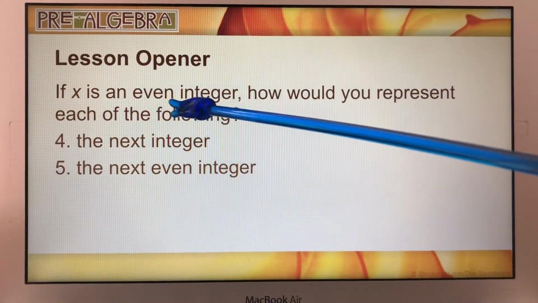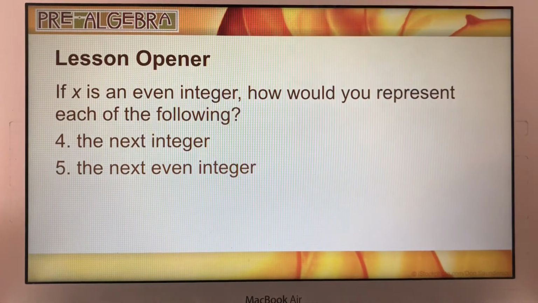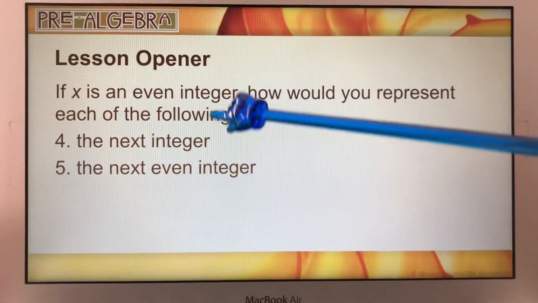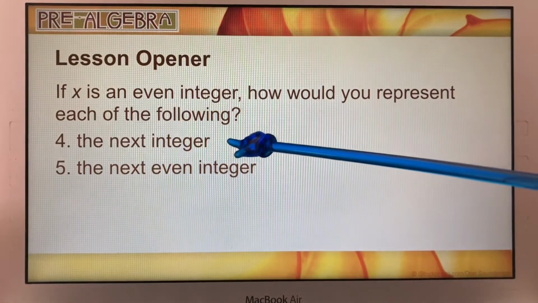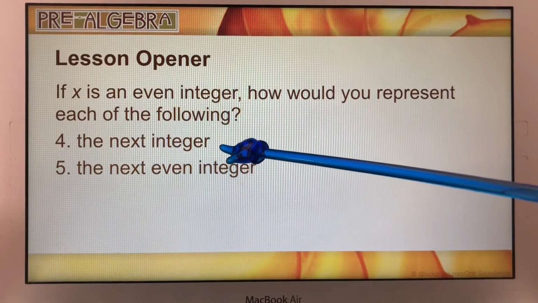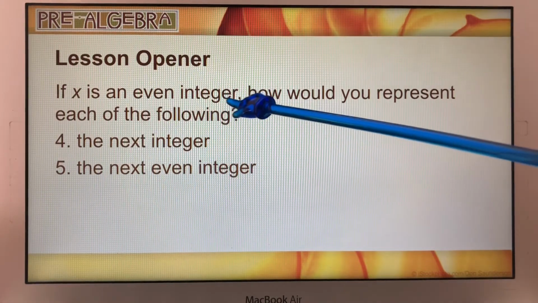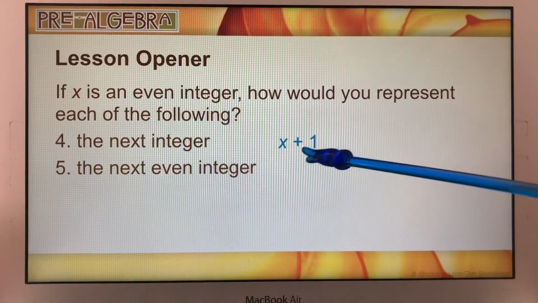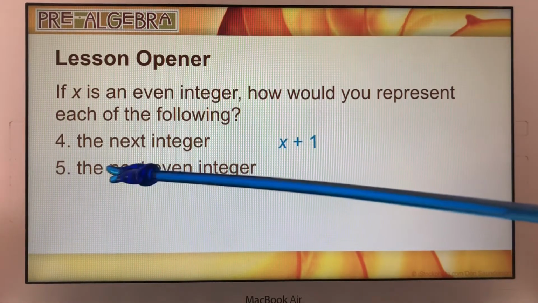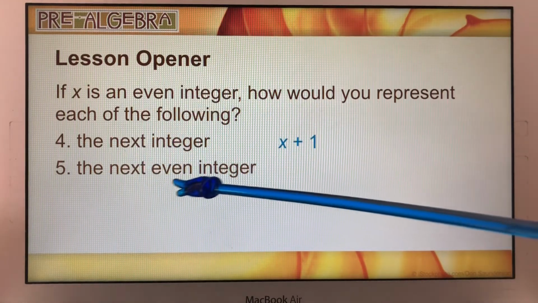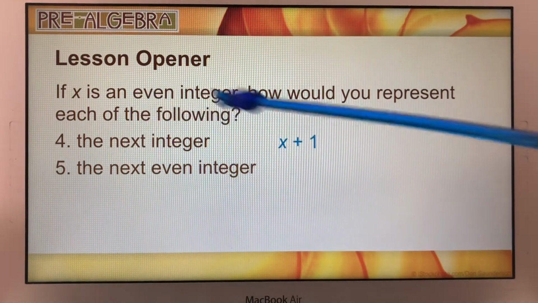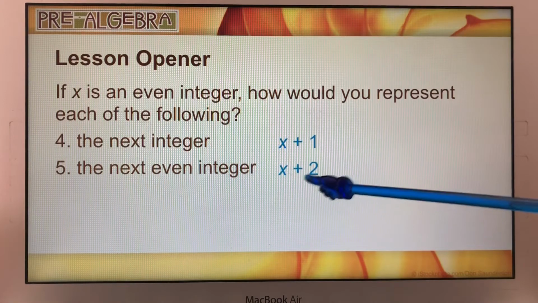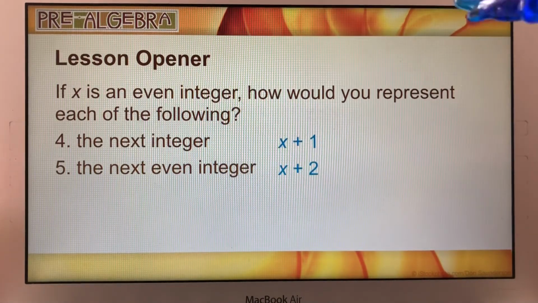If x is an even integer, how would you represent each of the following? So let's say x is an even integer. We want the very next integer. Now, the very next integer is going to be an odd number, right? Or an odd integer. So then that next integer is going to be x plus 1. But let's say you want the next even integer to this even integer, then we have to add 2, x plus 2, and that will give us the next even integer.